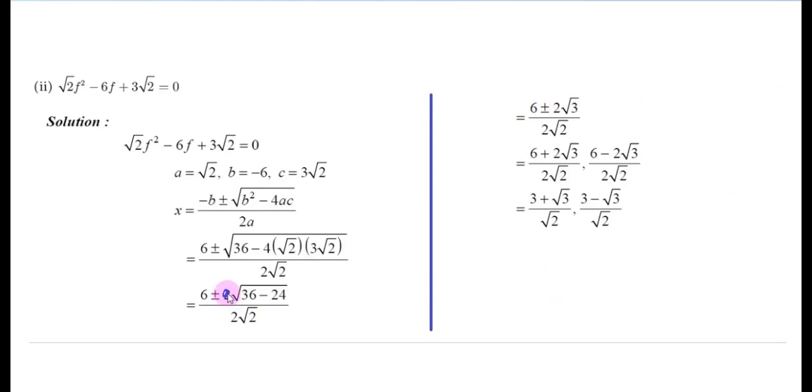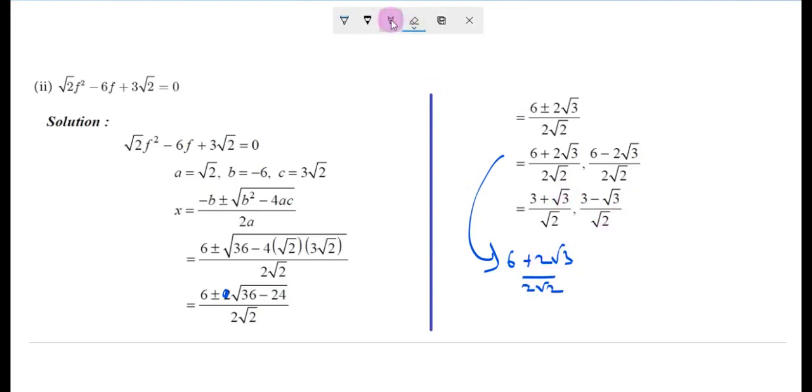Okay. Now here plus or minus, you know. So for plus we should take one term, and for minus we should take another term. So (6 plus 2 root 3) by 2 root 2, (6 minus 2 root 3) by 2 root 2. Okay, now we may simplify. Okay, now I write this step. Okay, (6 plus 2 root 3) by 2 root 2.